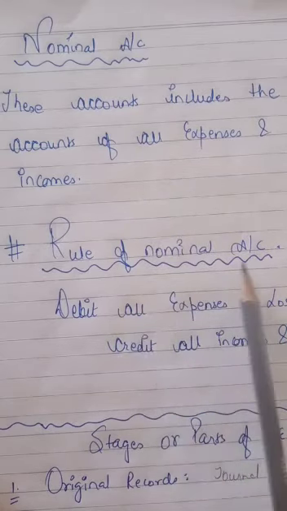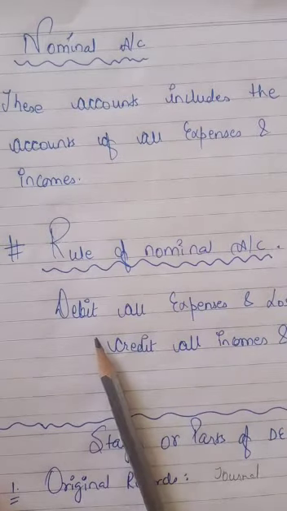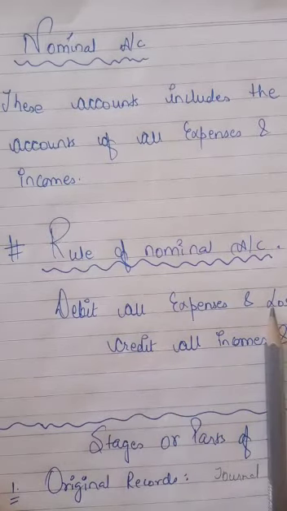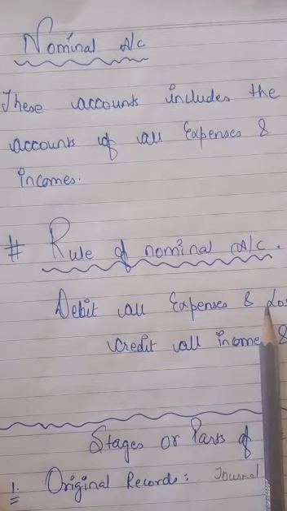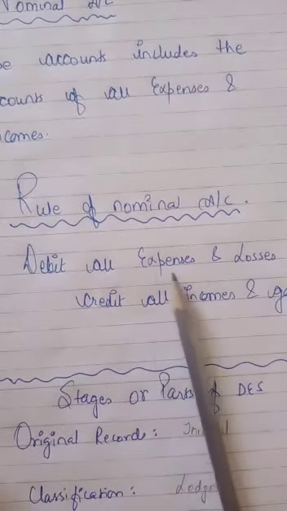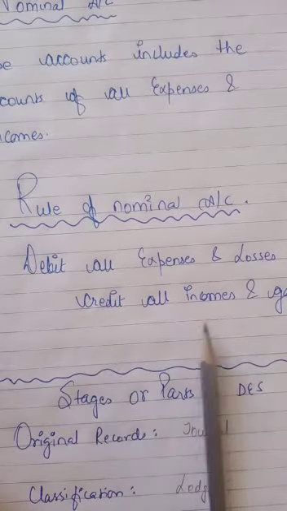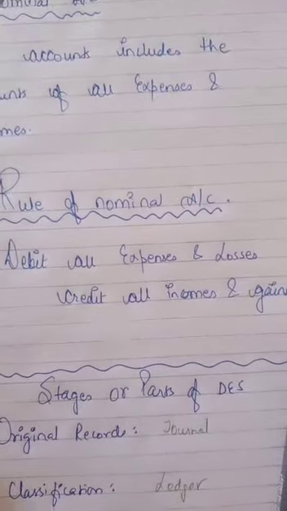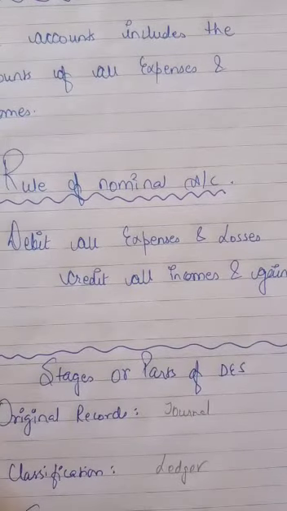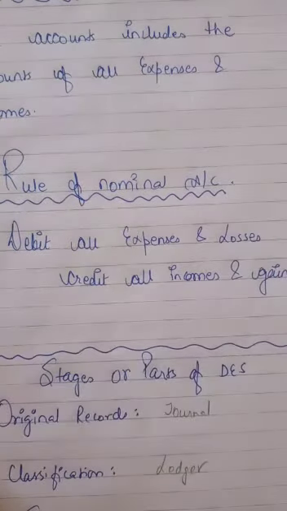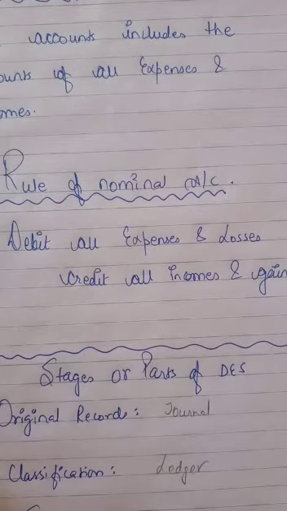The rule of nominal account is, only one rule is there: debit all expenses and losses, credit all incomes and gains. In debit side, the upper portion, you have to write expenses and losses, and in credit side you have to write incomes and gains. This was the third and last account, nominal account. It is that account in which all expenses and incomes are included, and the rule is debit all expenses and losses, credit all incomes and gains.